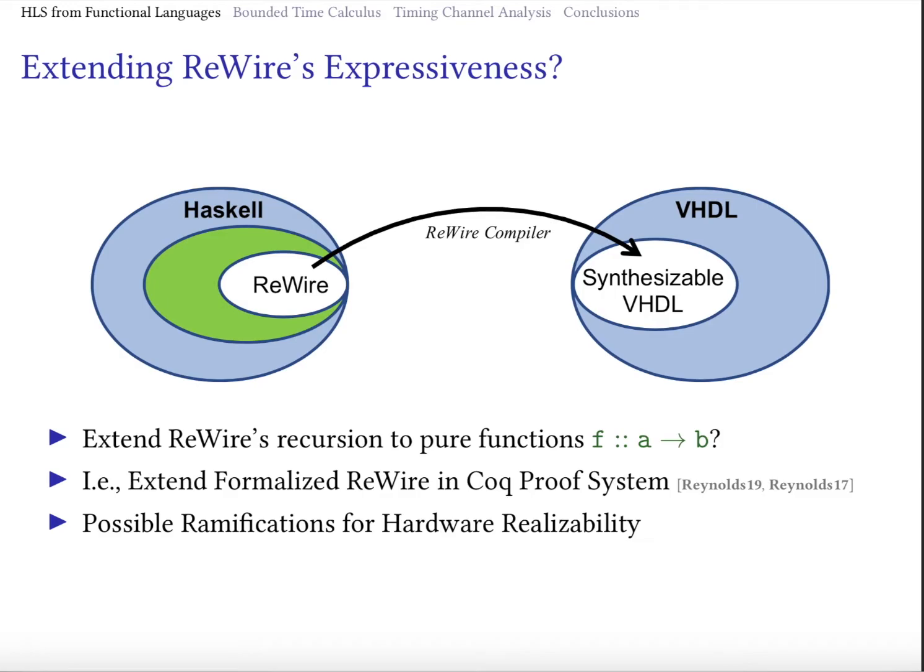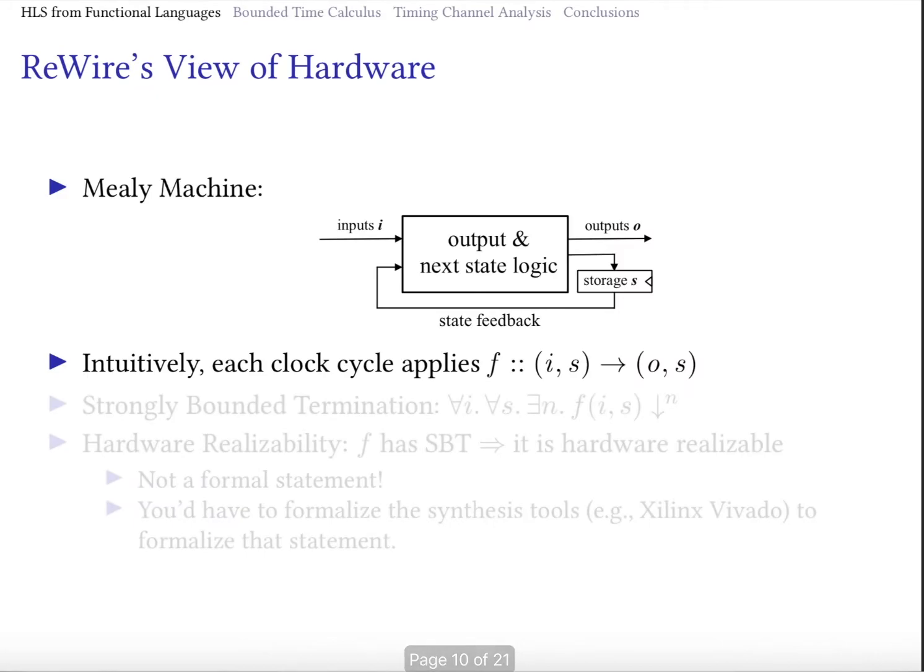All that is done in the context of a formalized semantics and calculus for Rewire that Tom Reynolds did as part of his PhD dissertation. And so if we're going to talk about extensions, this is describing our thinking, our motivation for coming up with the bounded time lambda calculus. How do we go about that? Well, the main thing we have to think about are what are the possible ramifications for hardware realizability. Let me show you what I mean by that.